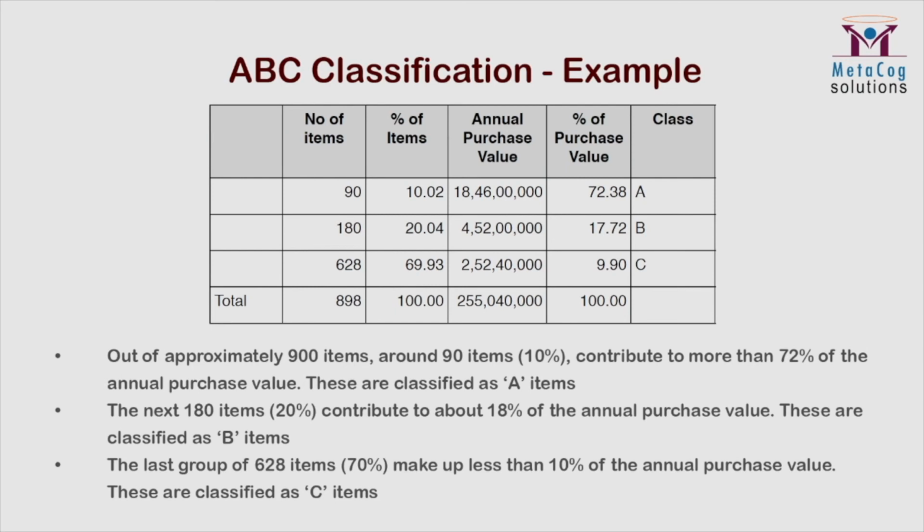Out of approximately 900 items, around 90 items, that is 10%, contribute to more than 72% of the annual purchase value. These items are classified as A items. The next 180 items, which are 20% of the number of items, contribute to about 18% of the annual purchase value. Therefore, these are classified as B items. The last group of 628 items, which is nearly 70%, make up less than 10% of the total inventory value. These are therefore classified as C items.